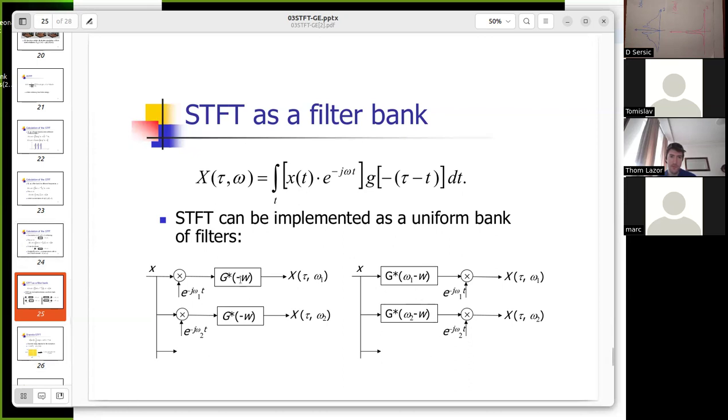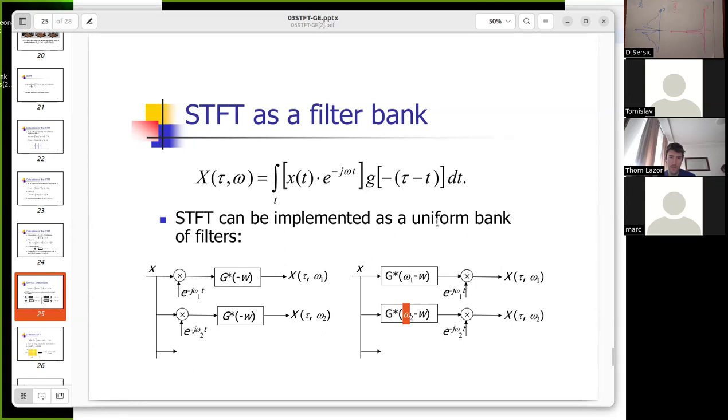So instead of having the same filter like on the left-hand side, right here we have filters that have shifted frequency responses by omega 1, by omega 2. So I'm moving the filters. Okay, but the result will be in the wrong place, so the result must be shifted back. That's why we need multiplication by the exponential part at the output of the filters.